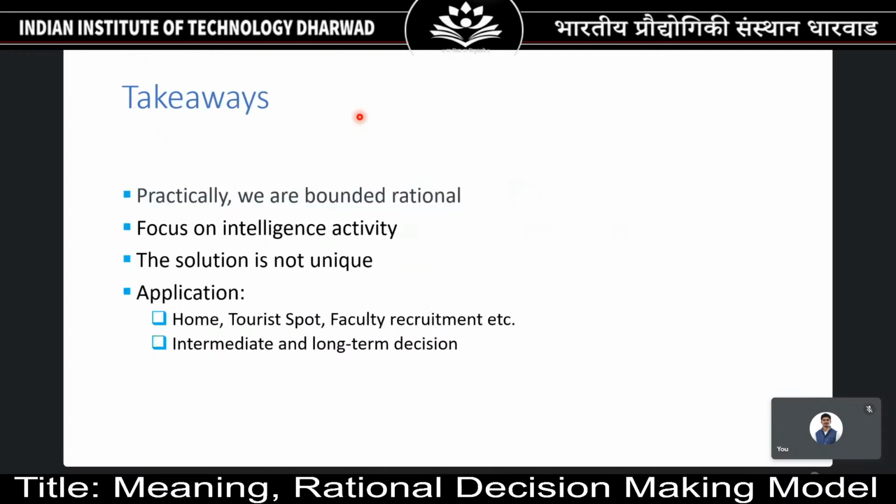So what we take away from all the discussion? Practically, we are bounded rational. We typically don't act rationally all the time. Most of the time, we behave in a bounded rational way. Whenever you take a crucial decision, try to acquire as much information as you can. Focus on intelligent activity. And the next thing is, the solution is not unique.